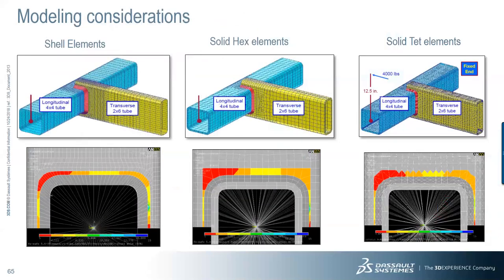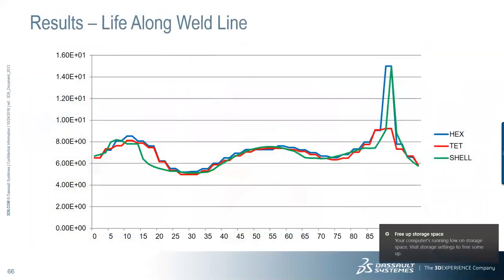Here are different examples to show that Verity can work for different elements. On the left we see shell elements, the same thing modeled using solid hexahedral elements, and the same thing modeled using solid tetrahedral elements. Hexahedral elements generally give us higher accuracy, but we can capture all different kinds of elements, and this also shows the insensitivity to the type of element that you're using. On the bottom we are looking at a view along the axis of that 2x6 tube that captures the weld shown in red in the top figures. If we look at the results, we see that the results along the length of the weld are more or less the same, and tetrahedrals tend to be slightly less accurate than hexahedral.